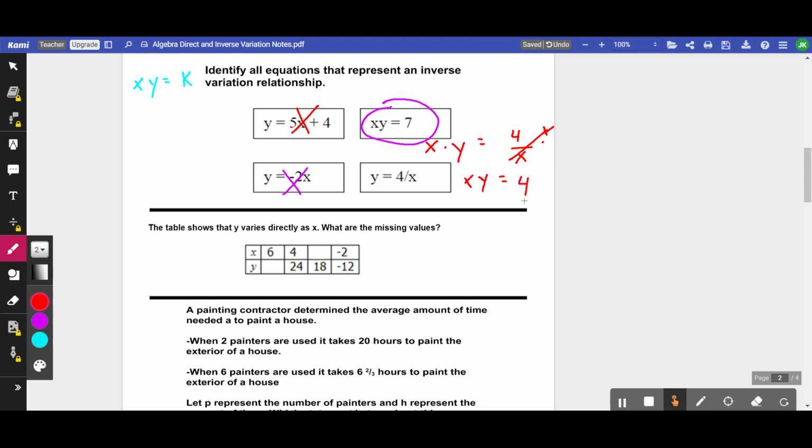So here you have xy equals k. So your k will be 4 here. So this will be your other answer here. It'll be that one and this one. They'll be inverse there.